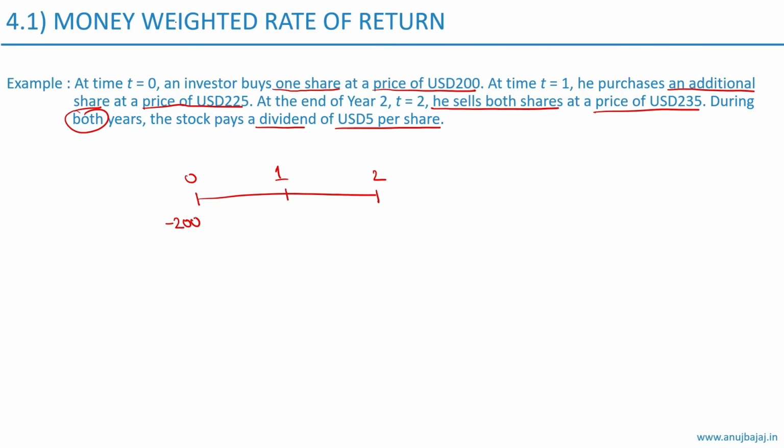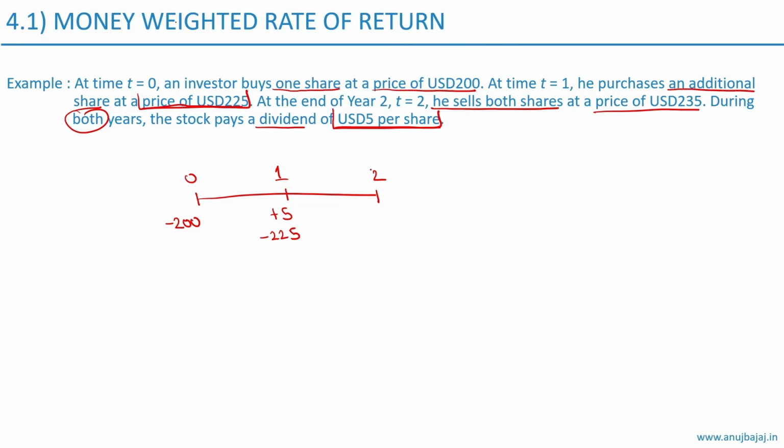Coming to the end of year 1, he received a dividend of $5 per share, and at the end of year 1, he only had 1 share. So there is a cash inflow of just $5 as dividend. He purchased an additional share for $225, which led to a cash outflow of negative $225.